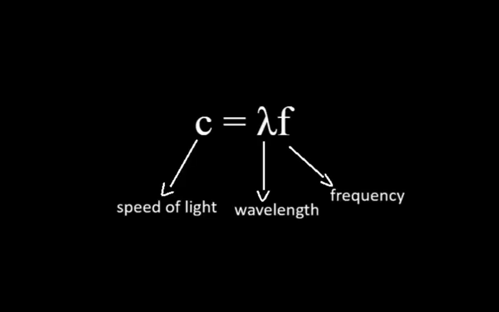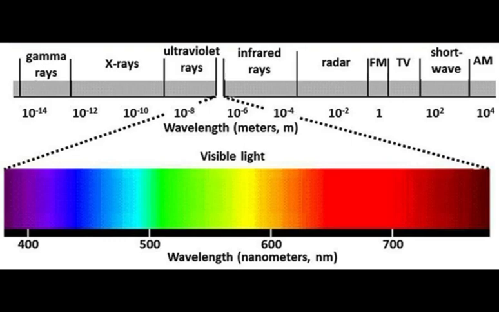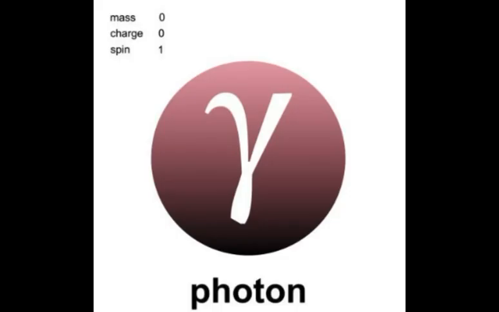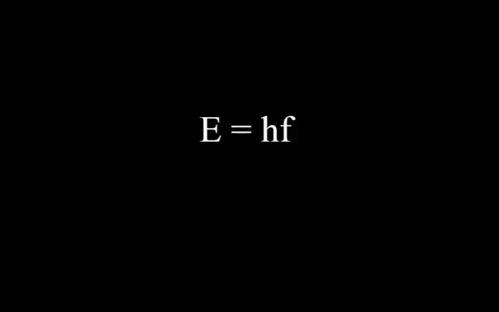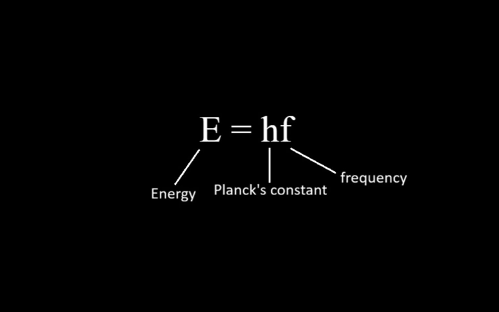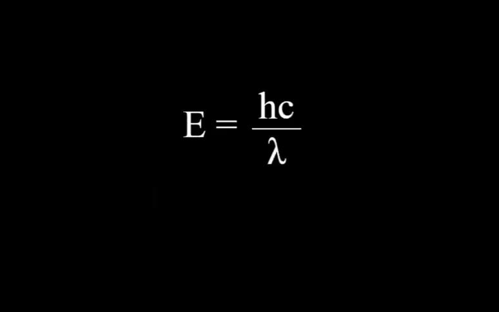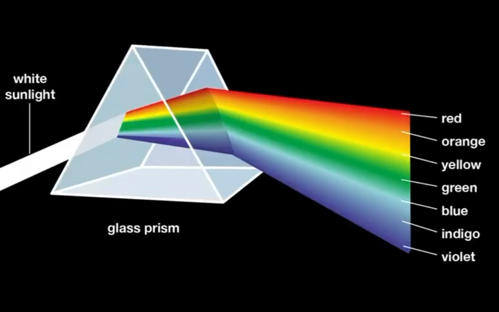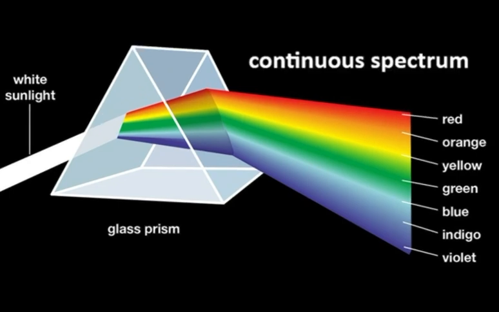Light also behaves as though it is made up of many tiny packets of energy called photons. The energy carried by each photon depends on its frequency and is given by E = hf, which can also be written like this. When white light passes through a prism, it spreads out into a continuous band of colors ranging from red to violet. This band of colors is called a continuous spectrum because it contains every visible wavelength without any gaps.